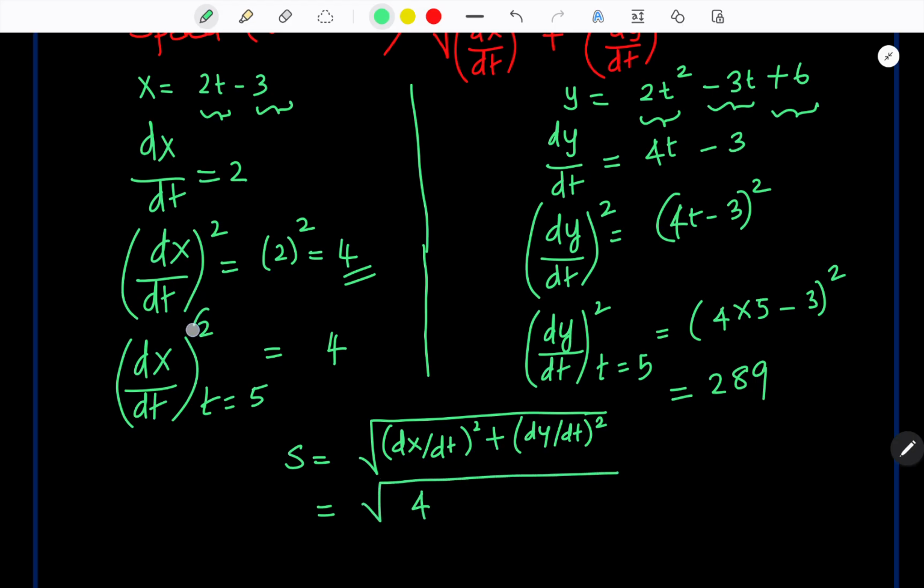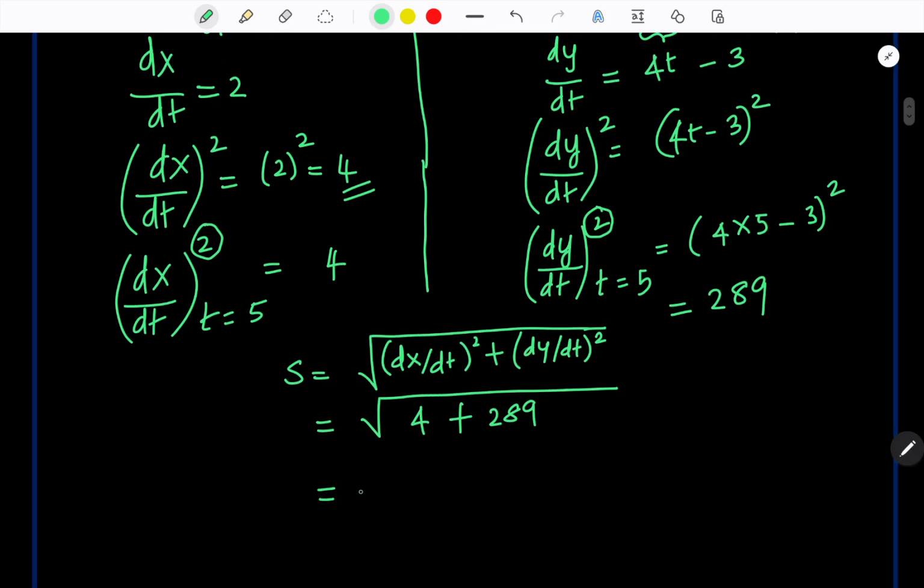Already we squared. Don't square again, we squared already. So plus 289. So 289 plus 4 is equal to 293, which is equal to, if you want, you can leave the answer as it is, or you can find the value of the square root of 289, which is equal to 17. Okay, so this is the speed value.